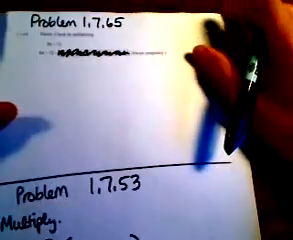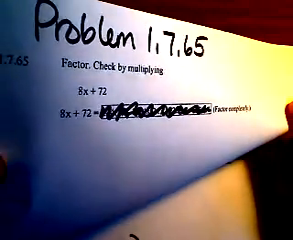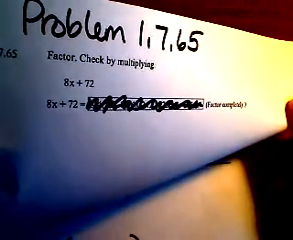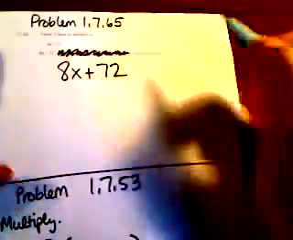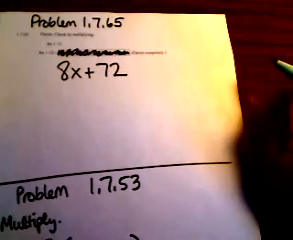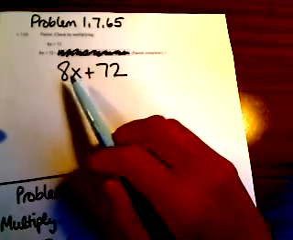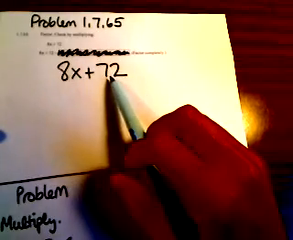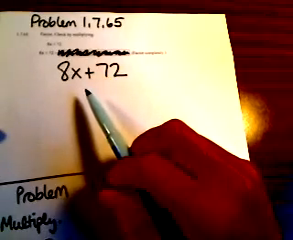All right, so here's a couple of problems that were asked. This first problem, 1.7.65, they ask us to factor and they give us 8x plus 72. Whenever you're trying to factor, the first thing that you're always doing is looking for a greatest common factor. You're going to look at the two terms, and the first term here is 8x, and the second term is 72, and you're going to try and decide what they share in common.